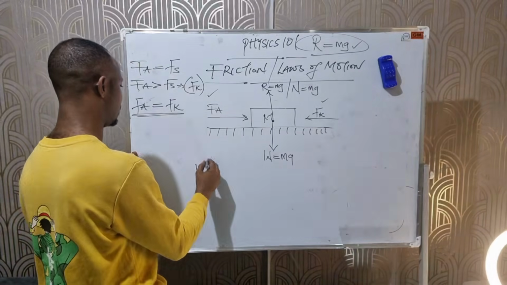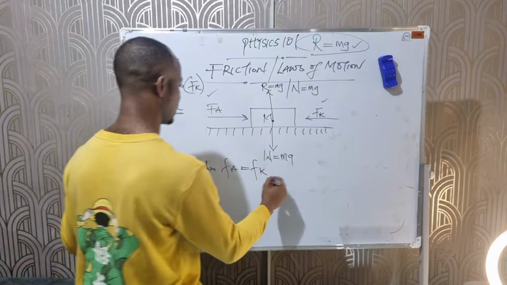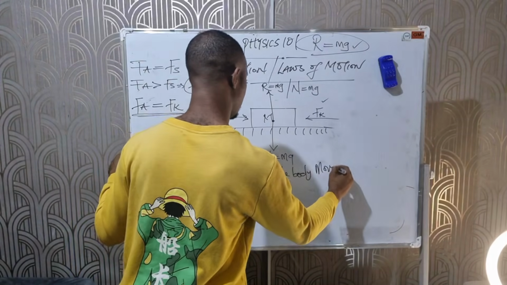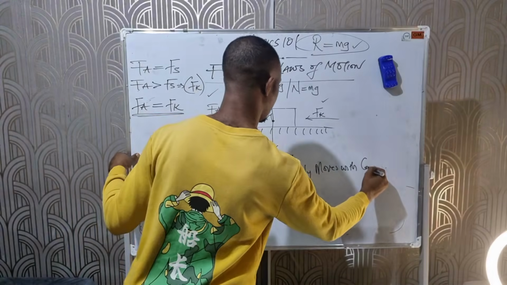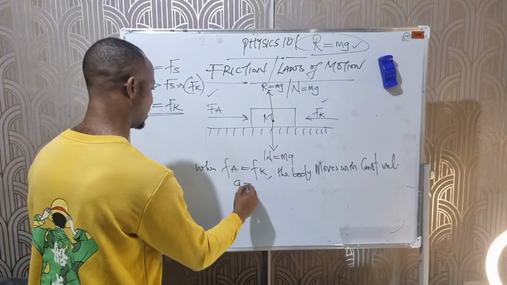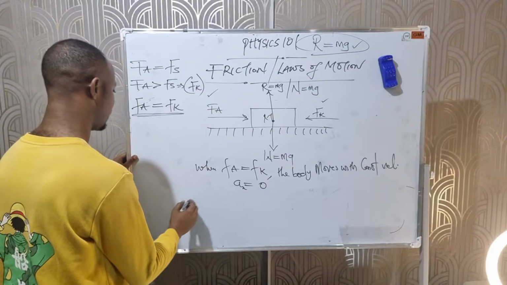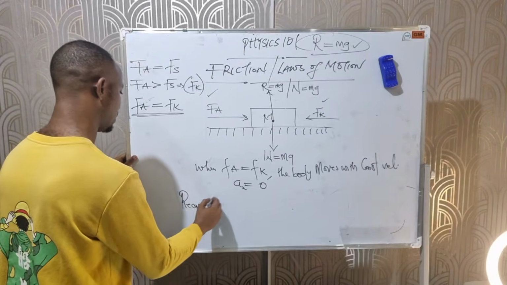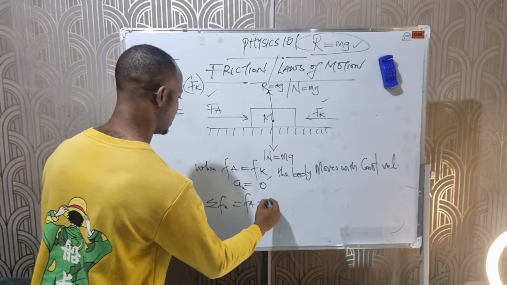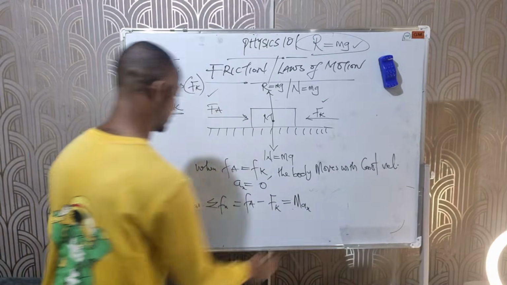Okay, so just know that when the applied force is equal to the kinetic frictional force, the body moves with constant velocity, right? At that moment, acceleration on the body along the x-axis is equal to 0. Don't forget, recall that the sum of all these forces is equal to the applied force minus the frictional force, all equal to mass times acceleration.